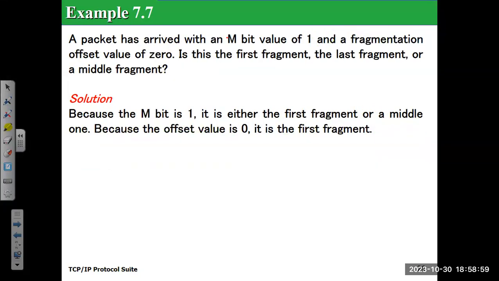All right. So that's the question. Let me read the question for you. A packet is received with M value equal to 1 and a fragmentation offset value of 0. Is this the first fragment, the last fragment, or the middle fragment? The answer: because M equals 1, that means either first or middle, not the last for sure. Then because the offset equals 0, that means it's the first. Clear?